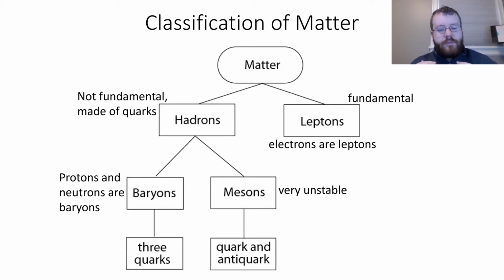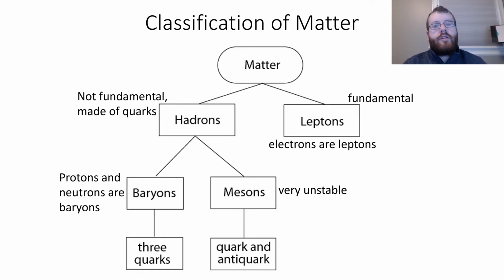So, matter is divided up into two categories. We have the hadrons and we have the leptons. Leptons are things that are fundamental, which means they cannot be broken down anymore. An electron is an example of a lepton. Then we have the hadrons, which are made up of these things called quarks.